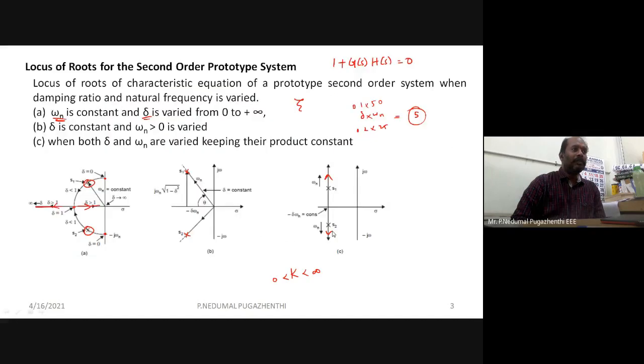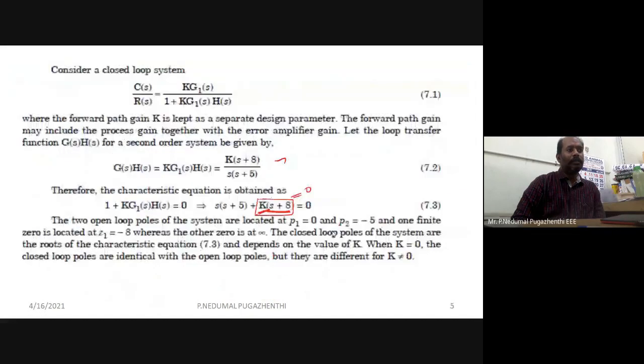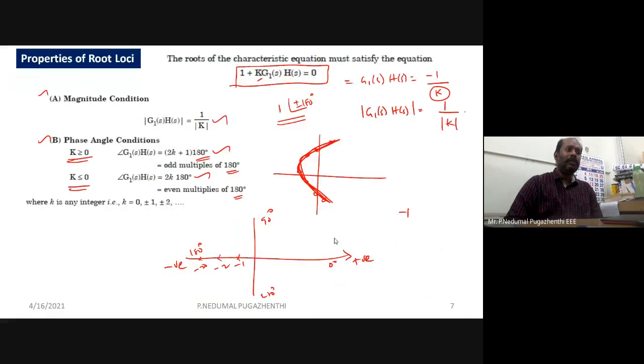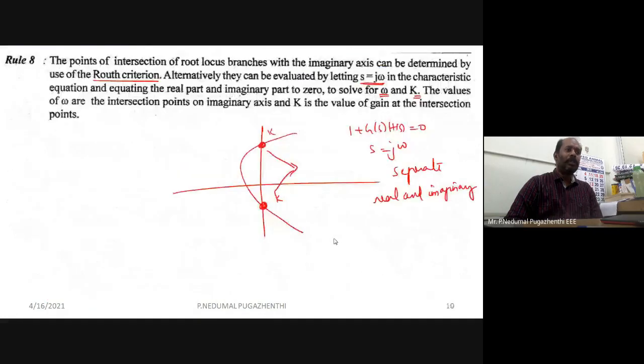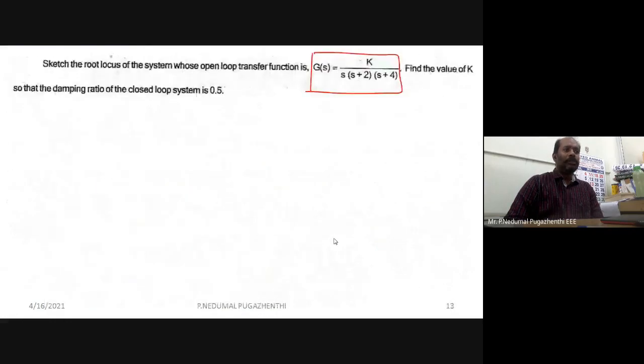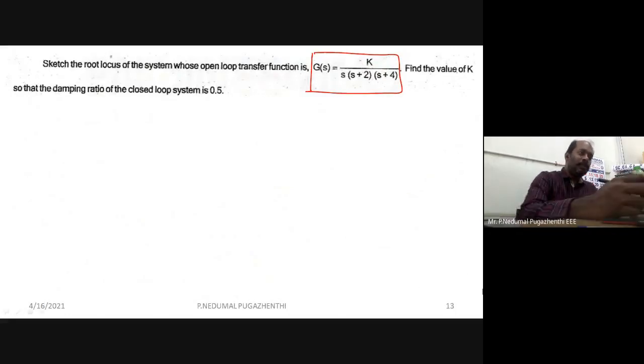And in the previous class, we discussed the basics and objective of the root locus technique, how it is applied for analyzing, and the step-by-step methods involved in designing a root locus plot. Everything we have discussed in the previous class. Now let me start this problem.